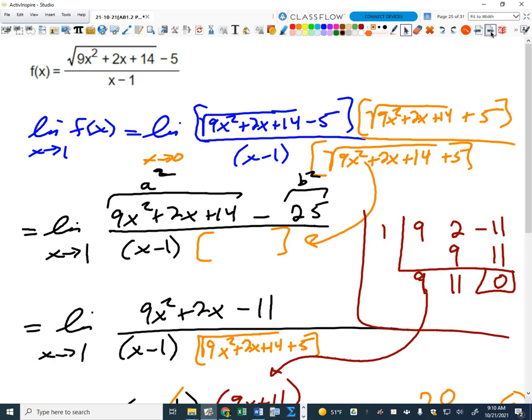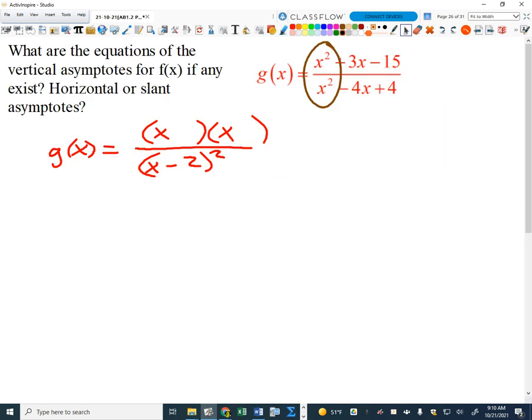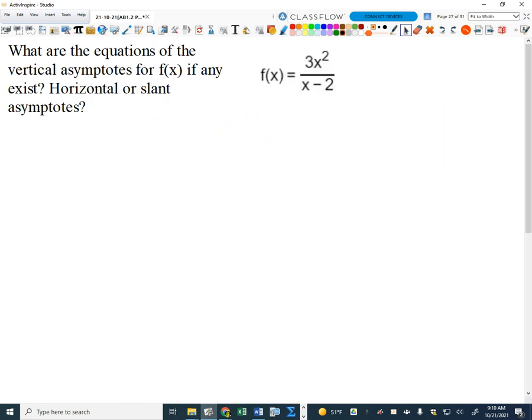Where are we? That, is that the one? No, that one. Okay, what about slant asymptotes? Thumbs up, thumbs down. This is stuff we talked about at the end last time. What do you think?